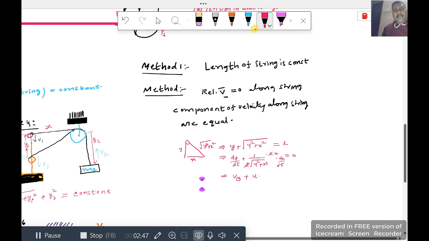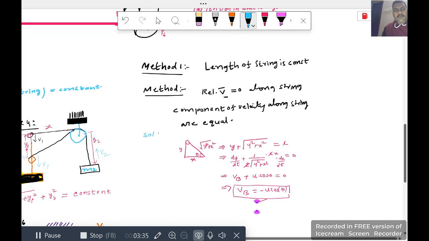If you see from the diagram, x by root over y square plus x square is the adjacent side by the hypotenuse for theta we have taken, which means cos theta. That implies Vb is equal to minus u cos theta. The minus indicates the directions of Vb and u. This is from the displacement method. So this is the solution for example 1.